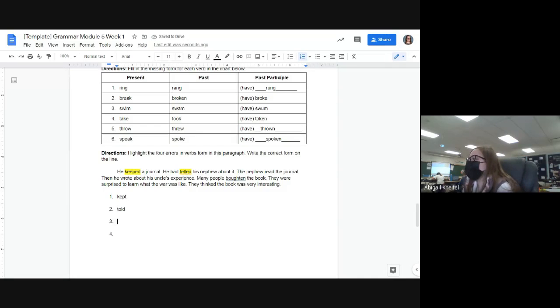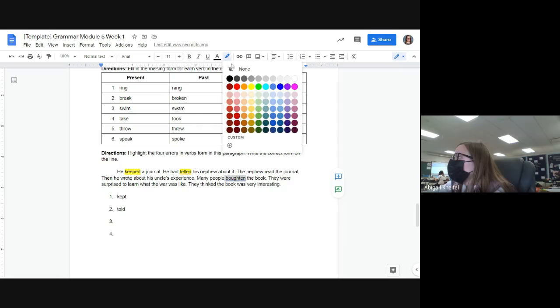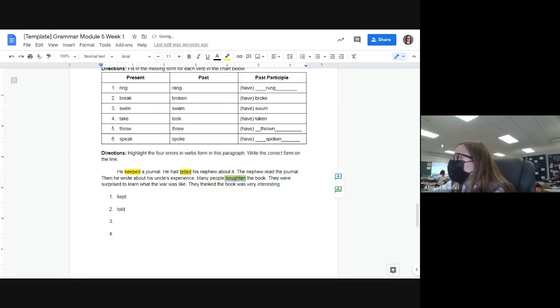Dun, dun, dun, dun. What is number 3? Number 3. Landon. It is rotten. Rotten, but it's rotten. Yep. Many people, no, it's supposed to be bought is what it is. Boughten is not a thing. It's supposed to be bought. Many people bought the book.